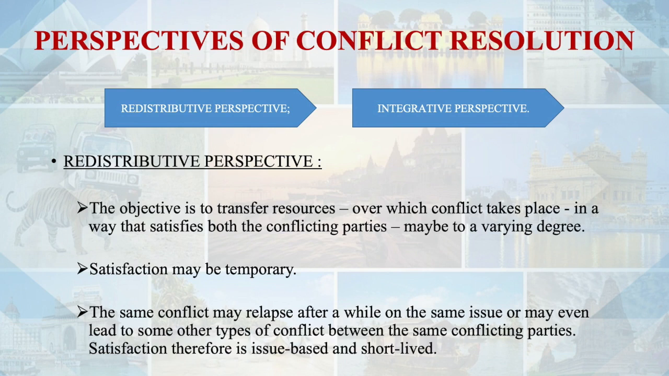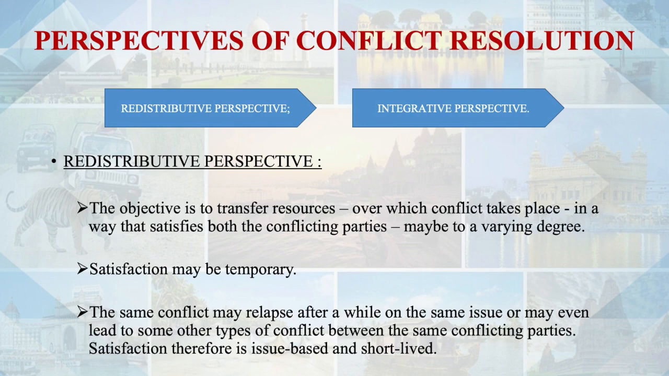The same conflict may again reappear because of the same issue for which the conflict already existed, and this reappearance may lead to a more intense nature of conflict in coming years between the same conflicting parties. It may be possible that other conflicting parties may also join in. So satisfaction is therefore issue based and short lived. That is the basic disadvantage of the redistributive perspective.